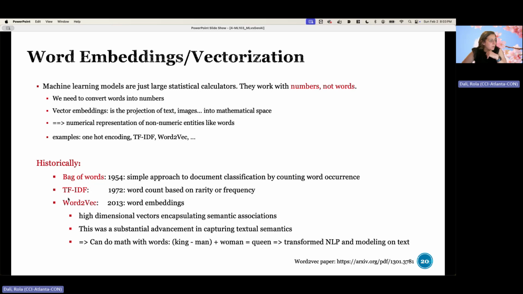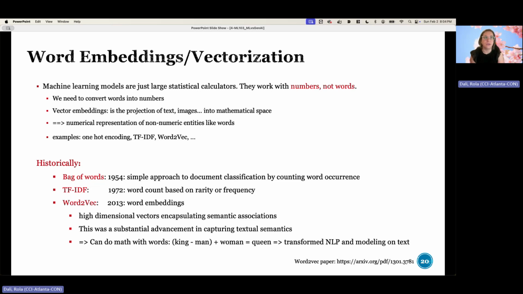In 1972, it became a little bit more sophisticated, where TF-IDF means term frequency, inverse document frequency. So you counted, but then you divided by how often that term appears across documents. So it's a frequency count. Now it's not a base count or an absolute count. It's a frequency.